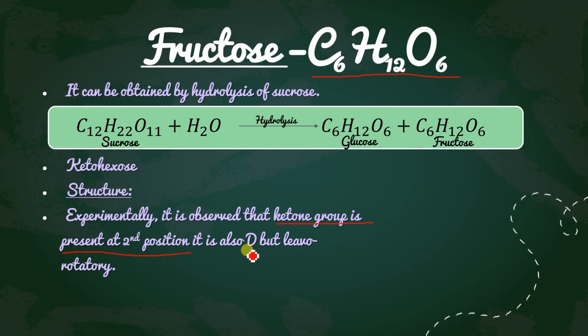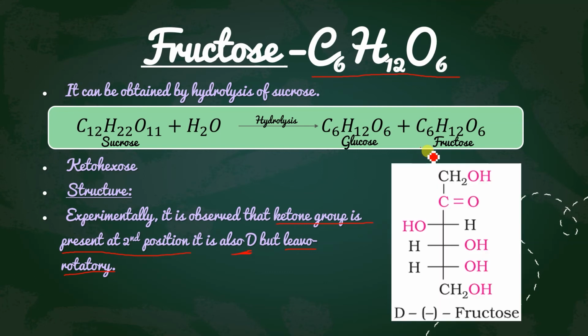And second, it is also D. That means its structure also resembles D, but it is not dextrorotatory. It is levorotatory. So whenever we have to write fructose, it will be D minus fructose. Got it? D for glyceraldehyde, minus for levorotatory, and fructose we know. So this is the structure, D minus fructose.